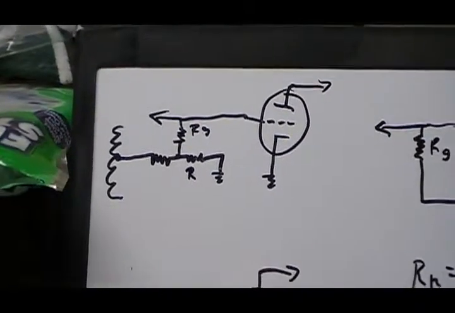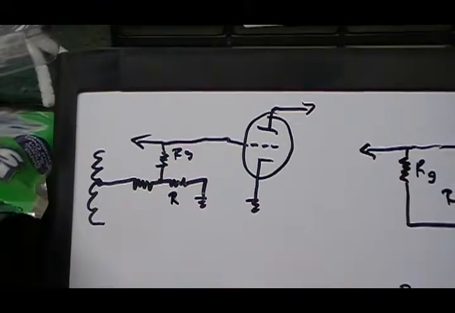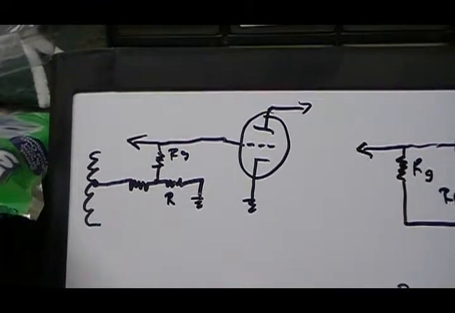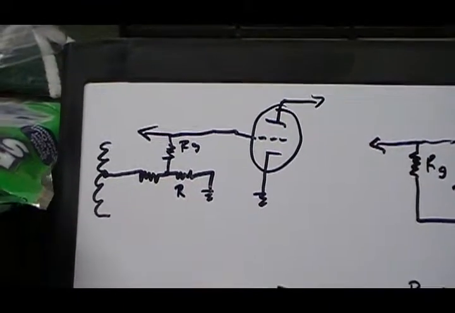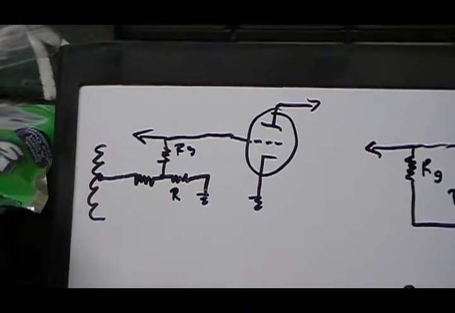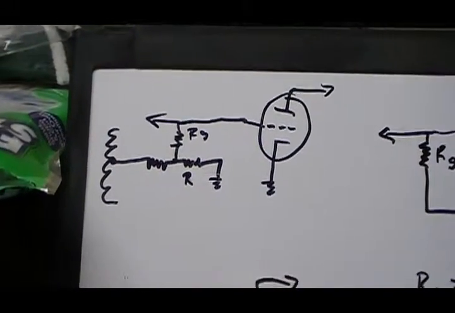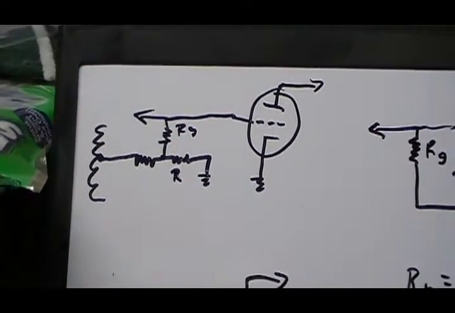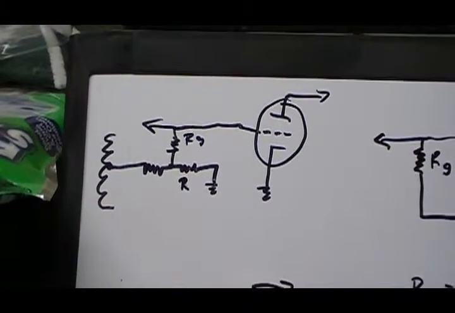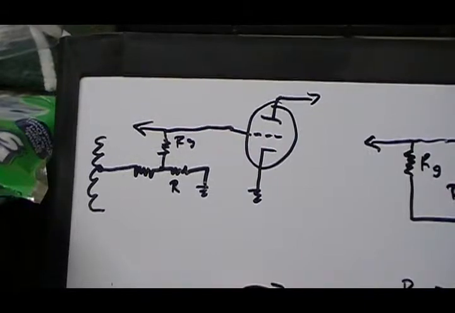Well, we're back again with some more tube theory. As promised in part 3, I was going to talk about different ways to bias the tube. We're going to start out with what is known as fixed bias. And fixed bias means that the tube's not doing anything for itself. It's getting its bias from some other means.